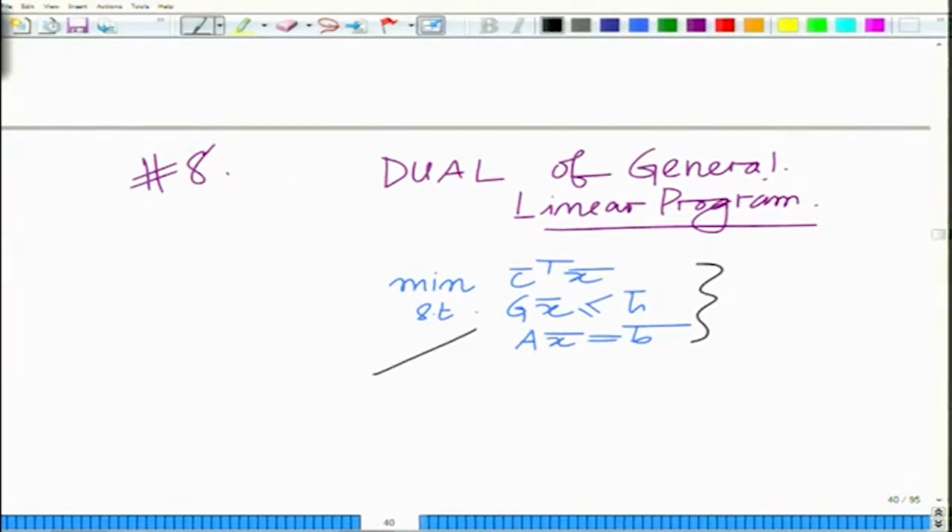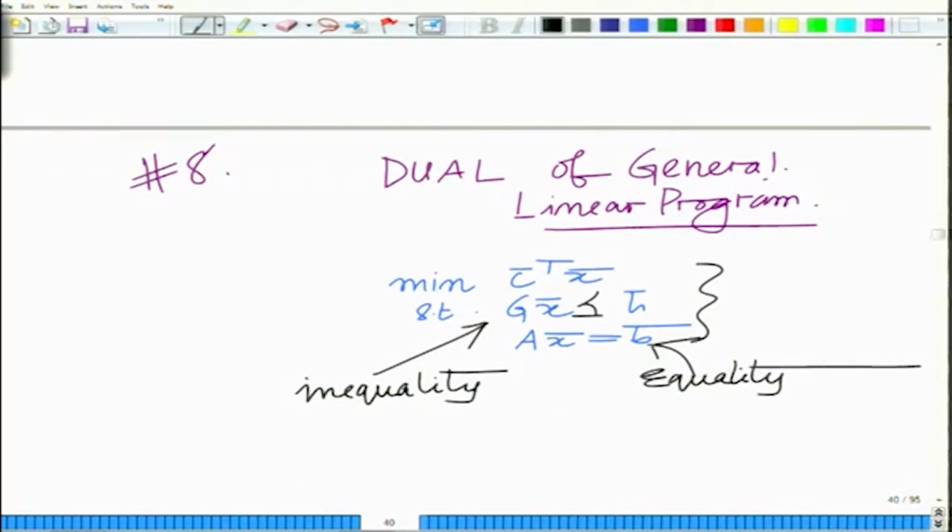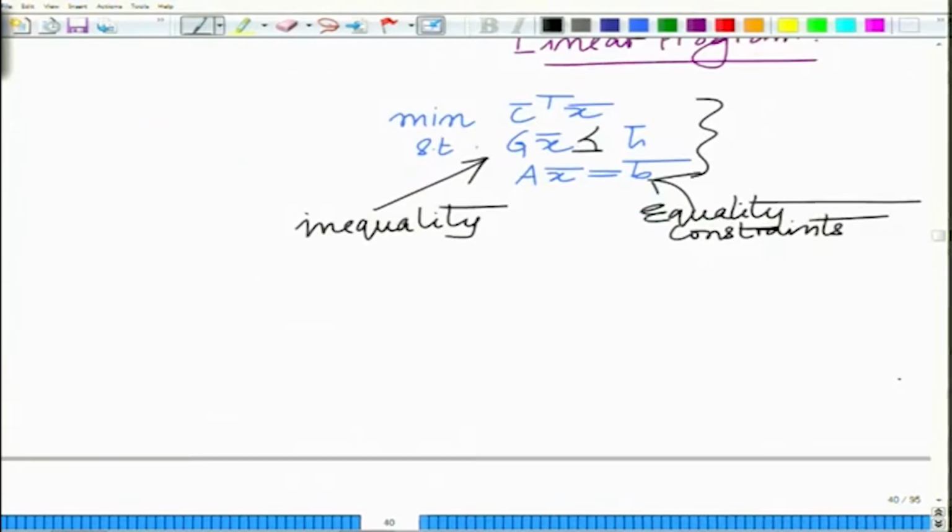General LP means that these are, of course, component-wise inequality constraints. So each element of the vector on the left is less than or equal to each element on the right, that is, of h bar. So general LP means it has inequality constraints and it has equality constraints.